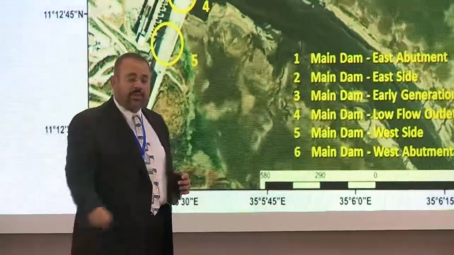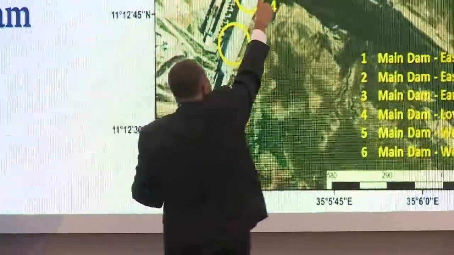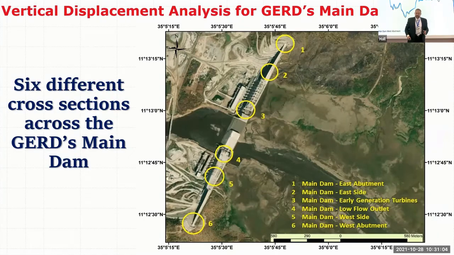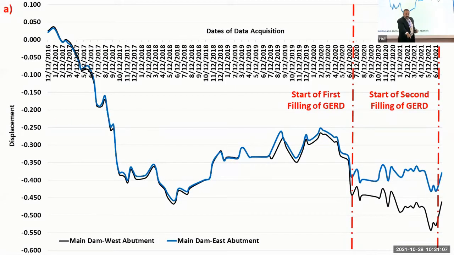Let me compare now between cross sections 1 and 6. I want you to just pay attention to number 1 and number 6. When we are looking at these two areas, the east abutment and the west abutment, we are looking into two curves here. The dark curve represents the west part, the blue curve represents the east part. If you take a look at the vertical axis, you only see negative values. So basically, it's showing you a decline, or what we call a subsidence. So there is a vertical displacement on the negative side. And you see that both curves are walking hand in hand. Both of them are just moving together. So in other words, the subsidence is kind of uniform at some point.